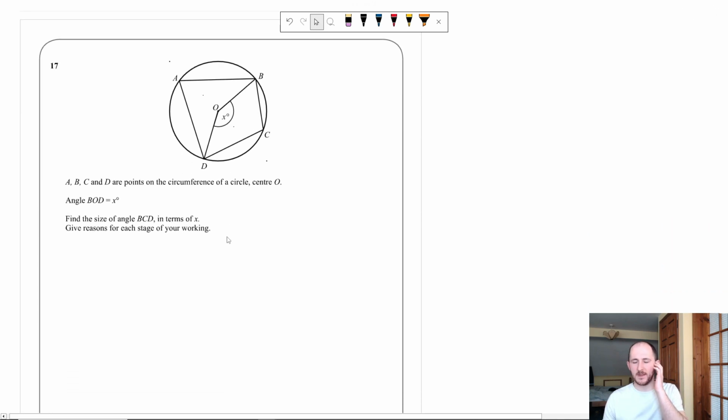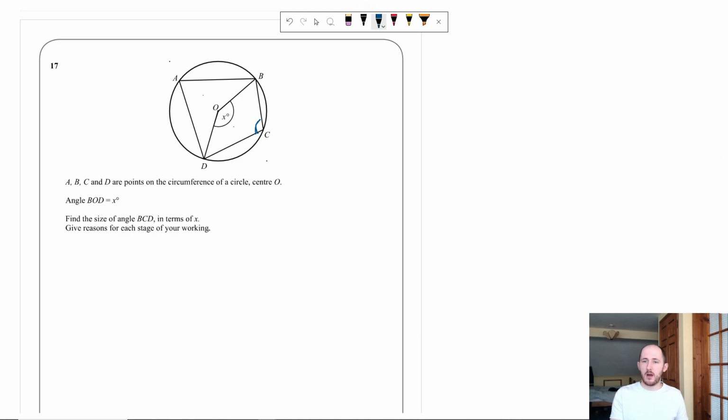Again, some of these aren't really too bad, but in an exam it can be kind of overwhelming. Oh look, all 4 points on the circumference, which means ABCD is a cyclic quadrilateral. Find the size of angle BCD in terms of x. Okay, BCD, this angle over here. In terms of x, that's completely fine.